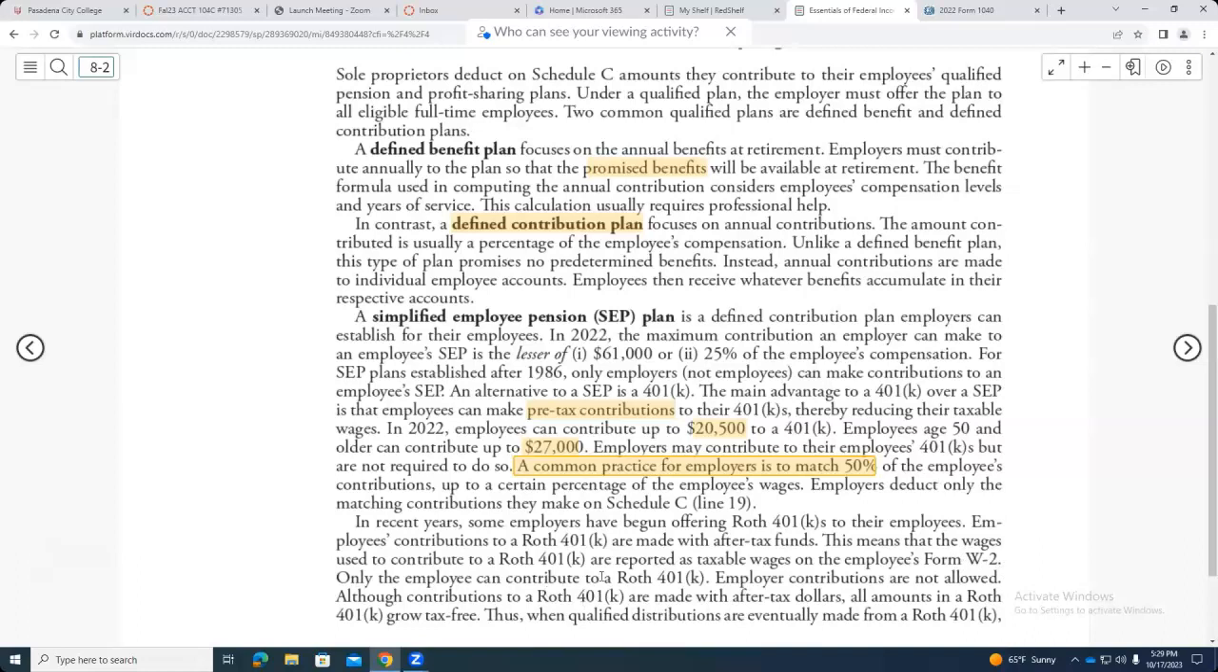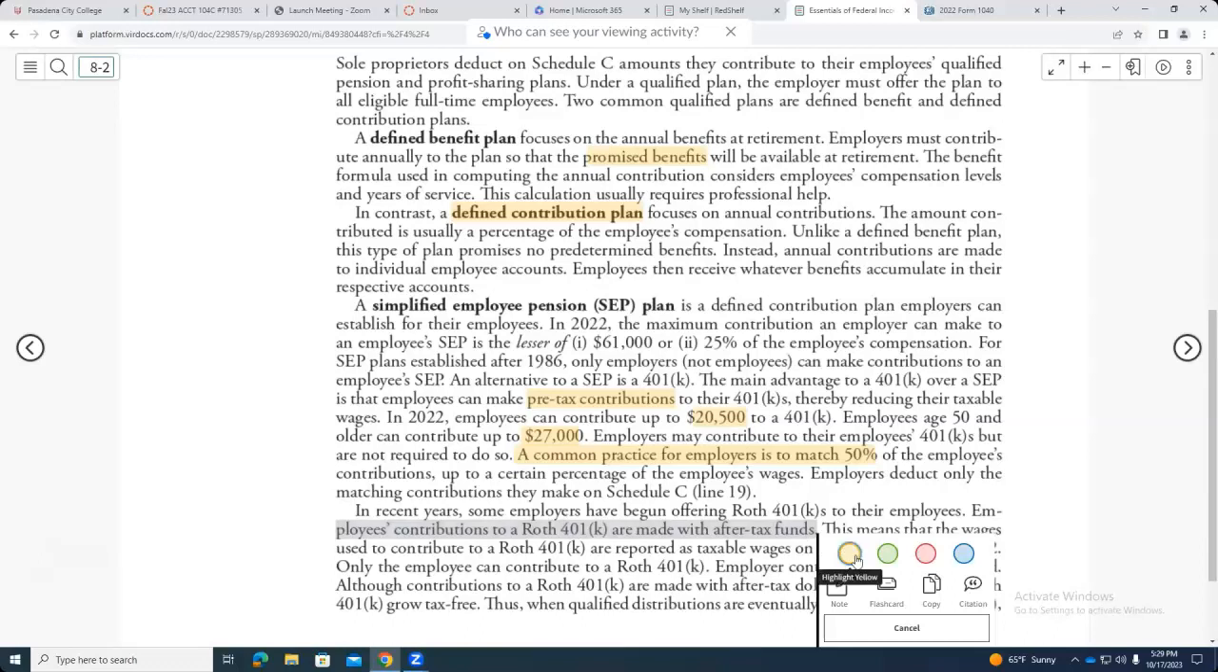There is also a Roth IRA. So employees contribute to a Roth IRA after tax. In that case, anything that has been accumulated in the retirement account, when you take a distribution at an older age, it will be tax-free.